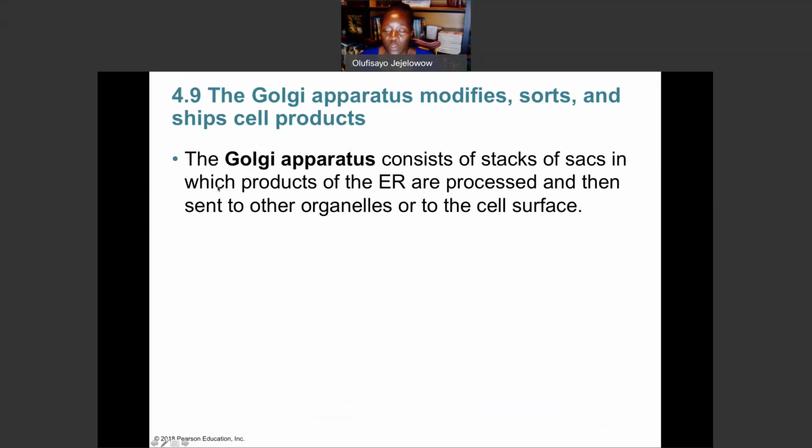The phospholipid membrane being the same for all of these organisms, it's convenient for them to bud from one and fuse to the other. So the Golgi apparatus is not continuous with one another; rather, it consists of stacks of sacs in which the products of the ER are processed further and then sent to other organelles or to the surface of the cell for export.